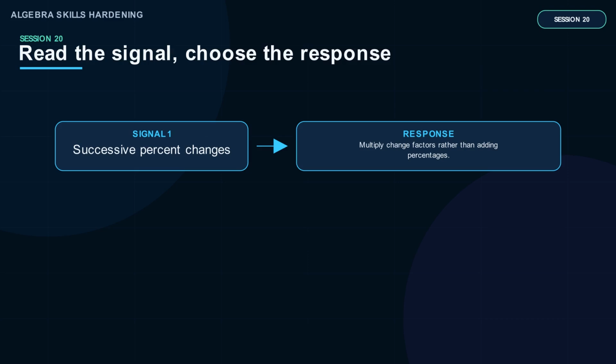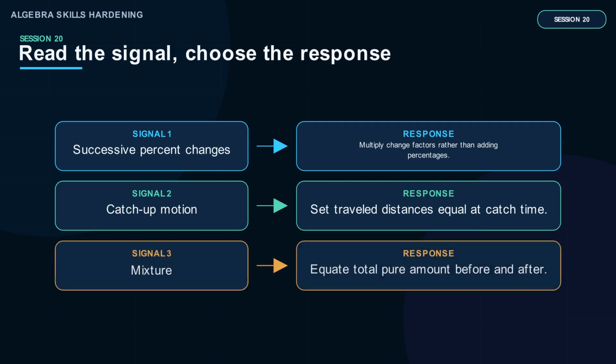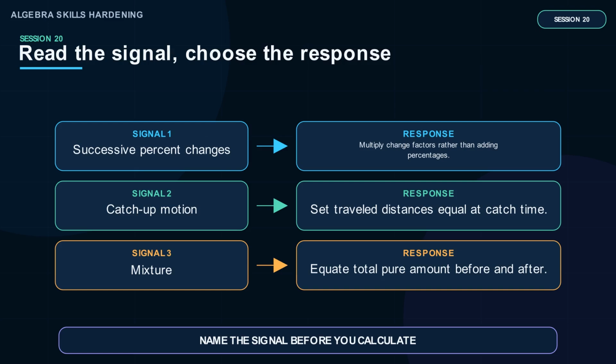Signal 1 is successive percent changes. Respond by remembering, multiply change factors rather than adding percentages. Name the response before calculating. Signal 2 is catch-up motion. In that case, set travel distances equal at catch time. The form tells you which tool fits. Signal 3 is mixture. Remember, equate total pure amount before and after. This separates plausible from valid answers. If you cannot name the signal, slow down. Deliberate classification is faster than repairing rushed algebra.